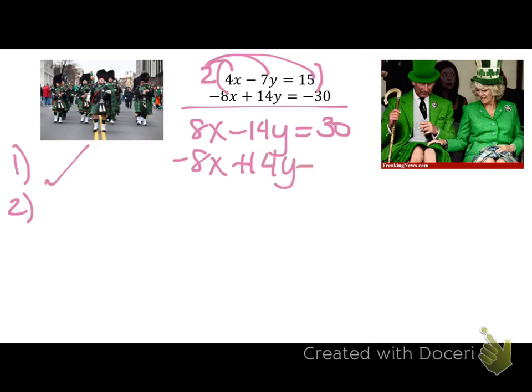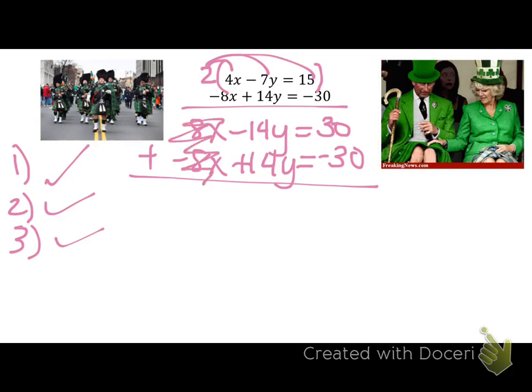We're going to rewrite this bottom one. Okay, now we can add. So we have the same number in front, and they're opposites of each other. One's positive, one's negative. So we know our x's will cancel. Negative 14y plus 14y, that also cancels. And 30 plus negative 30 also cancels.